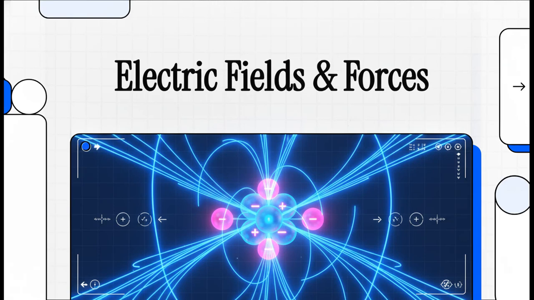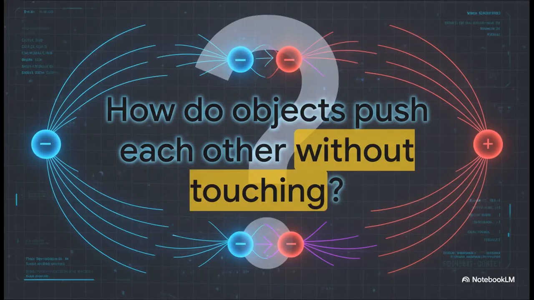Welcome to This Explainer. Today, we're taking the abstract, highly complex world of physics and bringing it right into full view. We're going to initialize a holographic journey into the invisible web that surrounds, well, almost everything in our universe, the electric field. It all really starts with this one core mystery, a question that actually baffled scientists for centuries.